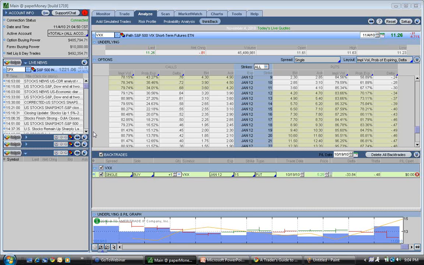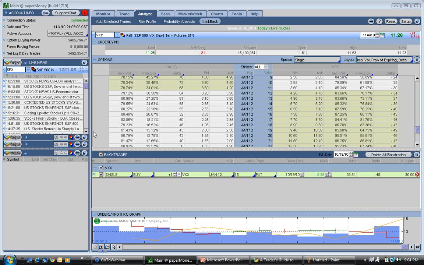All right? The key to understanding options is volatility. Everything else depends on that. Delta, gamma, vega, they all depend on volatility. The model bases everything on what volatility you put into it.